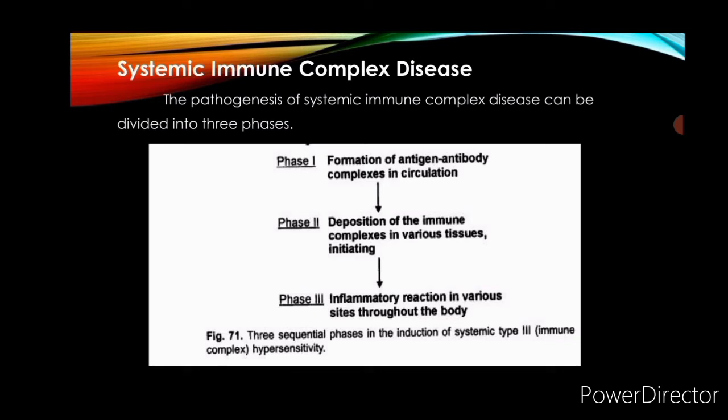In phase 2, the second phase, the antigen-antibody complexes developed in the circulation are deposited in diverse tissue beds. And in the third phase, deposition of the immune complex can cause a very localized activation of the complement cascade, resulting in generation of chemotactic peptides as well as the lytic unit.